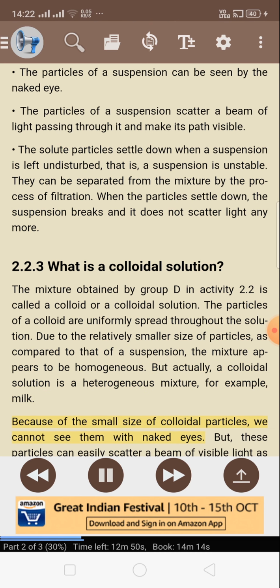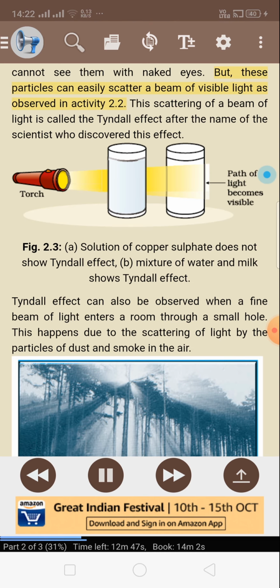Because of the small size of colloidal particles, we cannot see them with naked eyes. But these particles can easily scatter a beam of visible light as observed in activity 2.2. This scattering of a beam of light is called the Tyndall effect after the name of the scientist who discovered this effect. Figure 2.3. A. A solution of copper sulfate does not show Tyndall effect. B. Mixture of water and milk shows Tyndall effect.